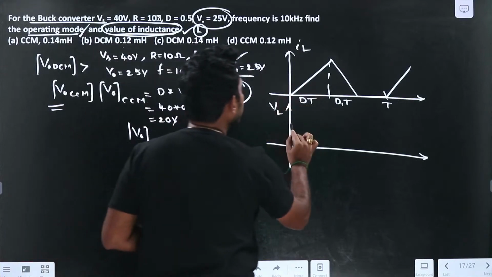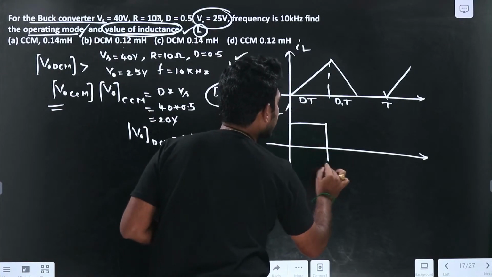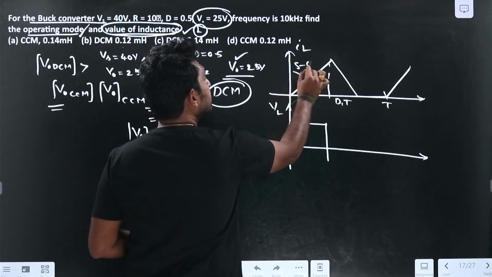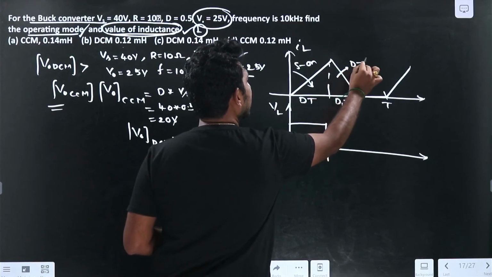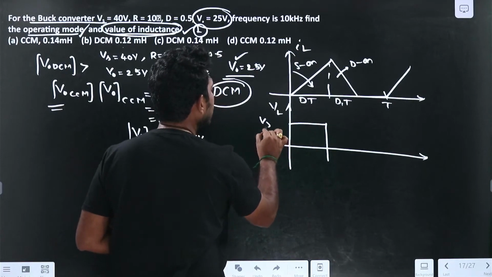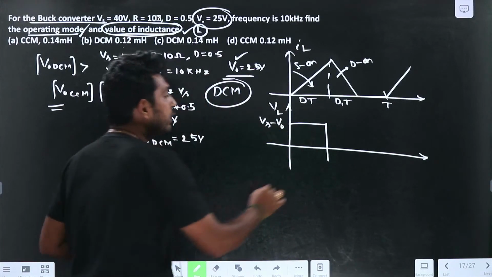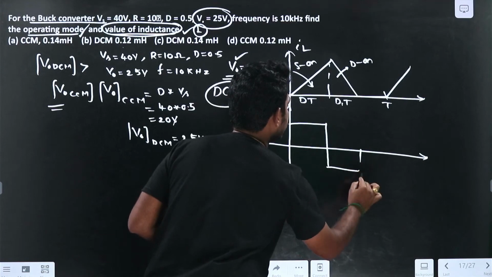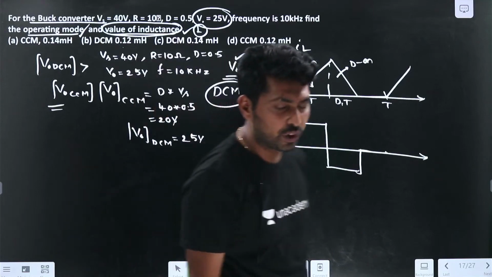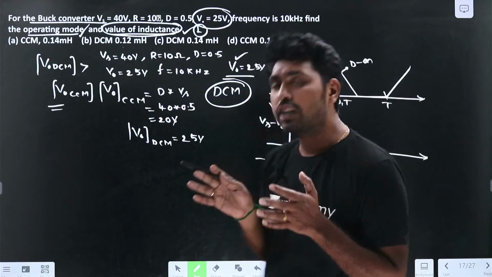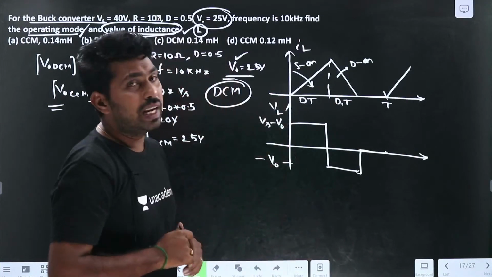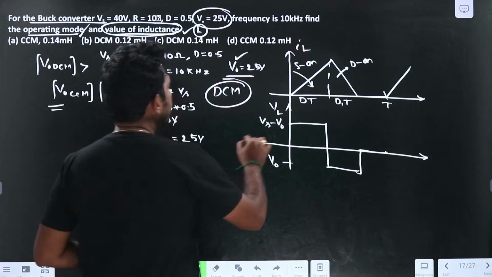VL for the buck converter: when S is in on condition, during this period the switch is on, and during this period the diode is on. So VL will be Vs minus V0 during the dT period, and minus V0 during the d1T period. If you know the buck converter, you can get this from the basic concepts, and that is sufficient.